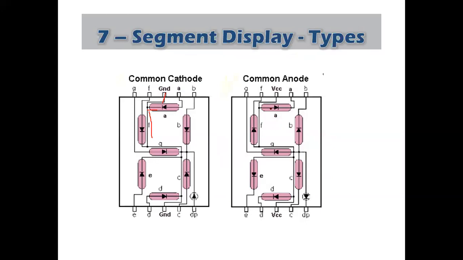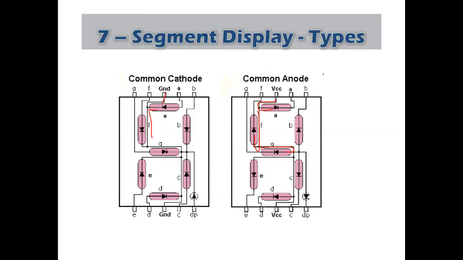And here all the anodes are connected and given to the VCC point. So it is common anode, and each segment has a name. If you want to light this, this is the A segment, then B, C, D, E, F, G.